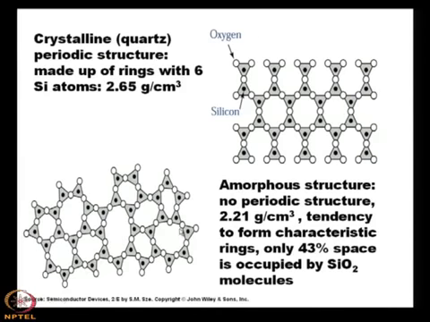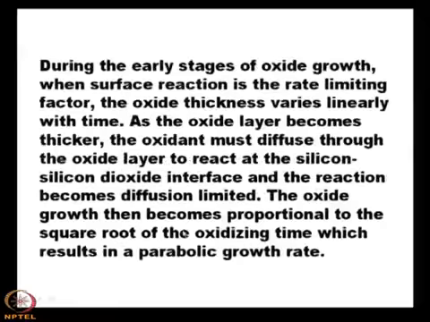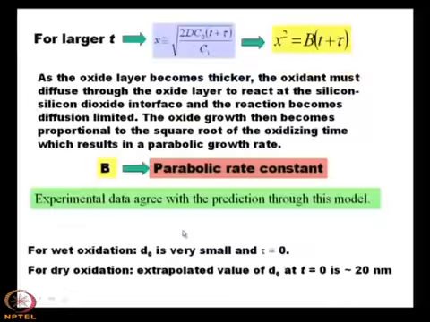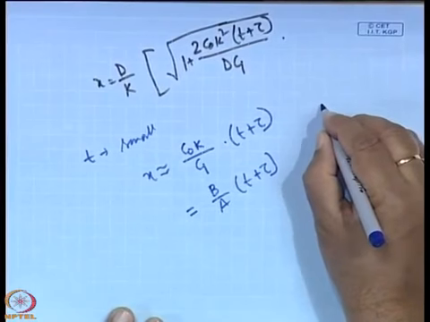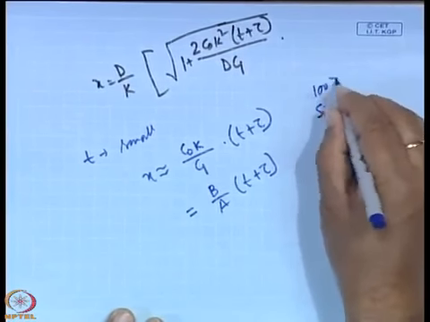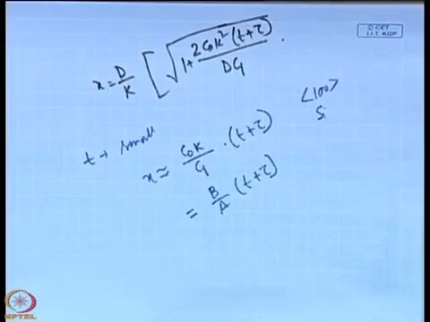So, depending on the structure, there could be other types of structures also. Regarding the parabolic rate constant and the linear rate constant, we shall now see the temperature dependence of the linear rate constant for two cases: when the wafer is 111 oriented or 100 oriented. We have considered that the silicon crystal can have two types of orientation, one is silicon 100, another is silicon 111.